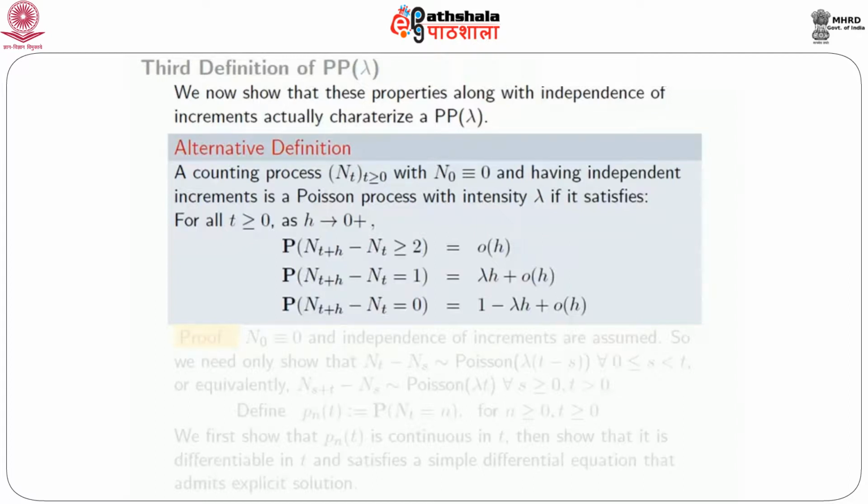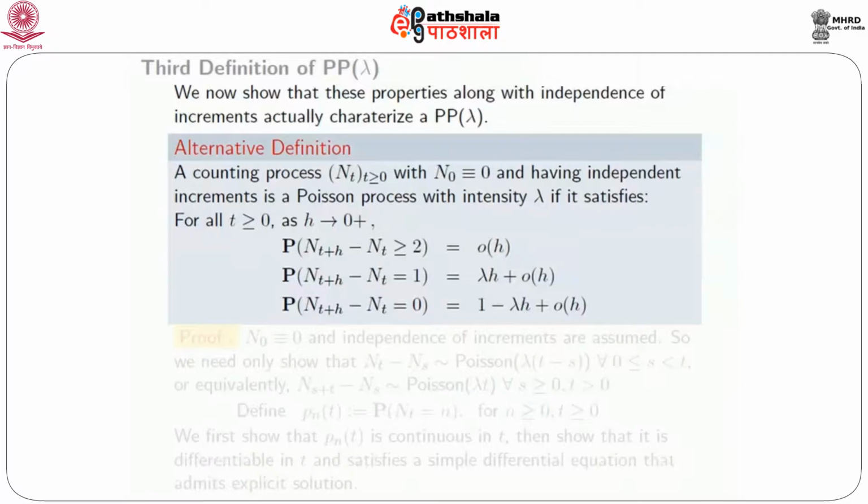We have seen that if N_t is a Poisson process according to the first definition, then these are true. But what this says is that, on the other hand, if you have a counting process which starts at 0 and has independent increments and in addition satisfies these properties, then it had better be a Poisson process with intensity lambda. So in other words, this gives you a third definition of Poisson process lambda.